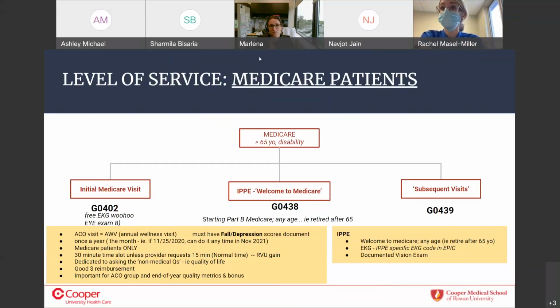But if the patient turns, let's say 68 and they were on commercial insurance before and they just went on Medicare because they retired, it doesn't matter. You don't have to be 65. It just has to be your first visit. And then the initial Medicare visit would be the following year. So it's IPPE, initial, and then subsequent. The initial and the subsequent kind of do the same thing. There's not really much difference in terms of requirements. It's just the two different billing codes like Marlena has there.